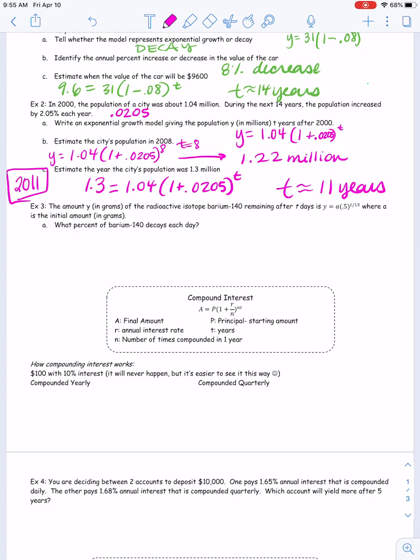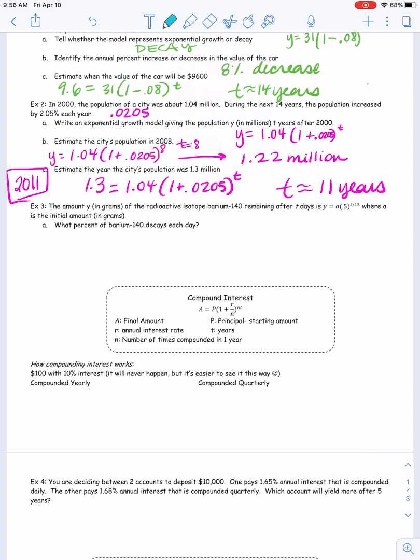Example 3. The amount Y in grams of the radioactive isotope barium-140 remaining after T days is Y equals A times 0.5 raised to the T over 13th power, where A is the initial amount in grams. So what I'm going to do first, before I read part A and what it's asking for, is rewrite this function that they give us so that it looks like one of those growth or decay models that we've been using so far.